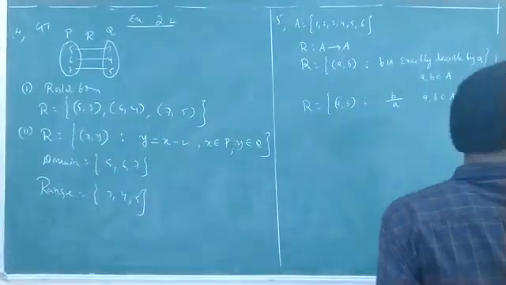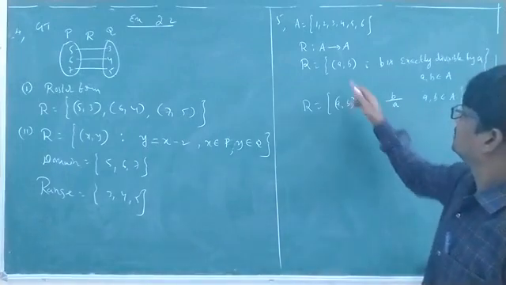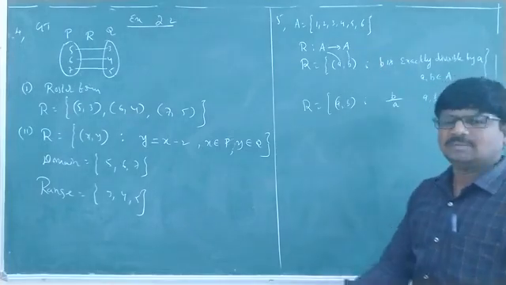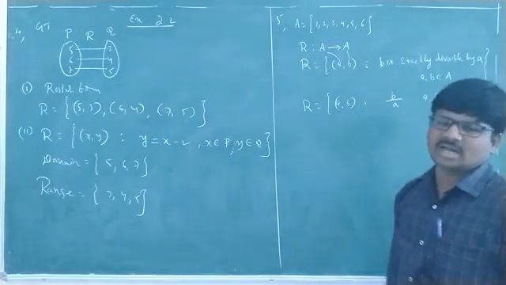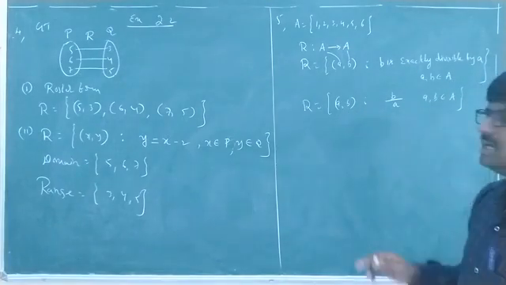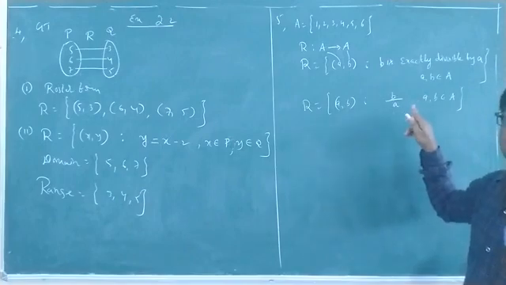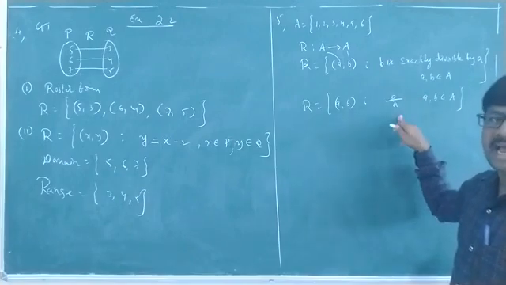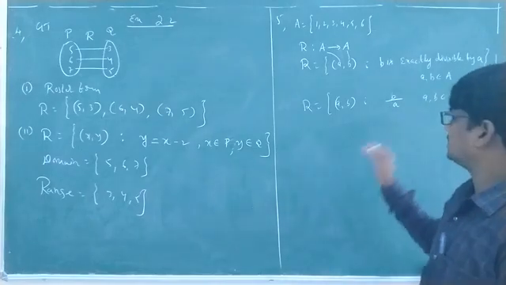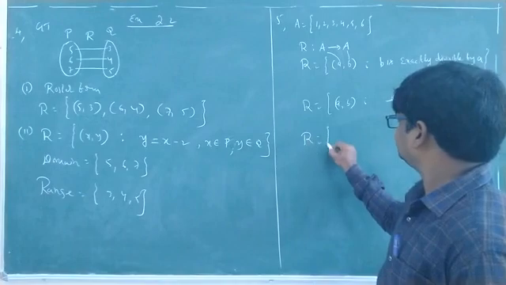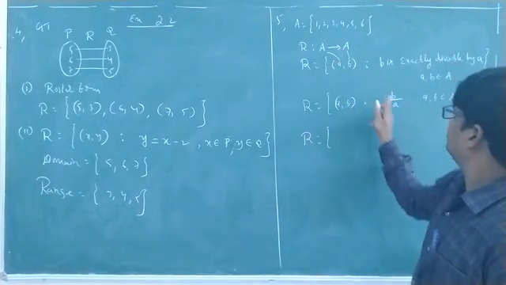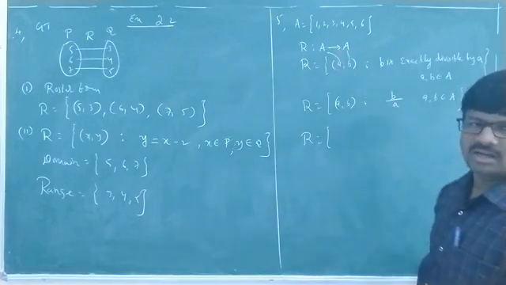Here you have to take set A for both elements: the first element from set A, the second element from set A. Both elements are from the same set A only. Those types of ordered pairs you have to write. The condition to check is b by a, that means b is exactly divisible by a. So what is R here?